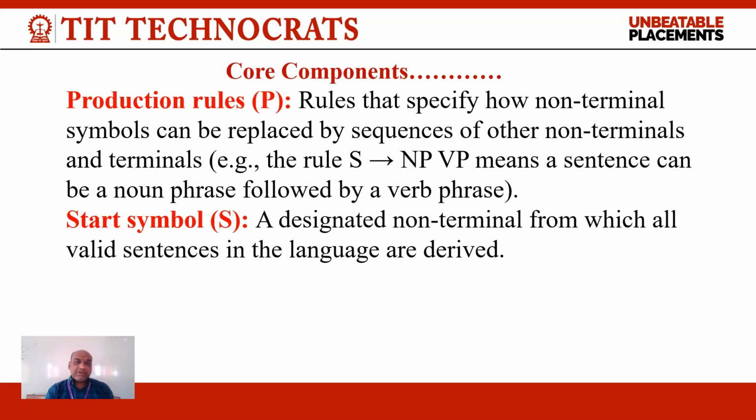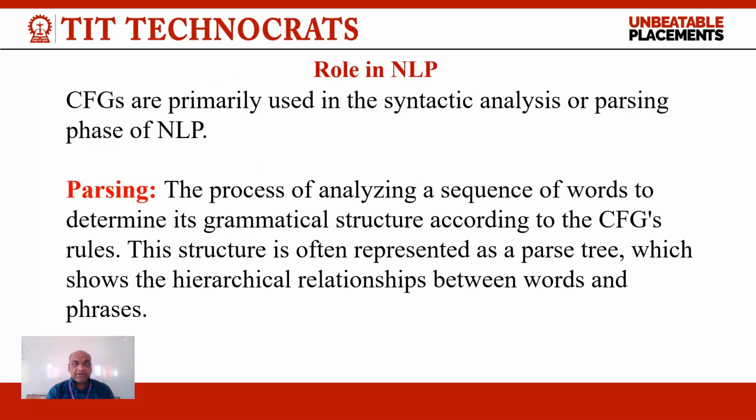Production rules, denoted by P, are rules that specify how non-terminal symbols can be replaced by sequences of other non-terminals and terminals. Likewise, the rule S tends to NP VP means a sentence can be a noun phrase followed by a verb phrase. Starting symbol, denoted by S, is a designated non-terminal from which all valid sentences in the language are derived.